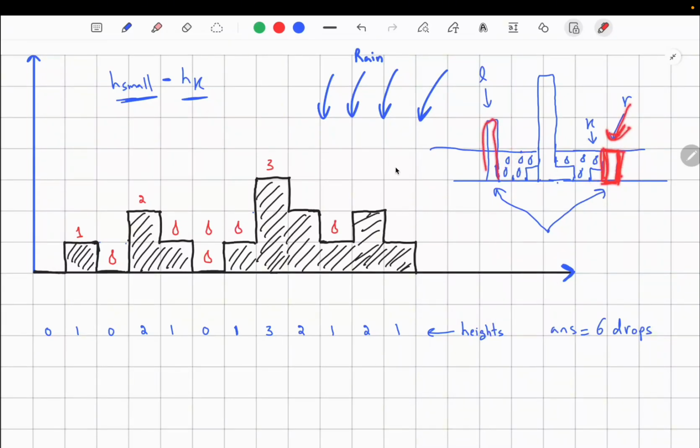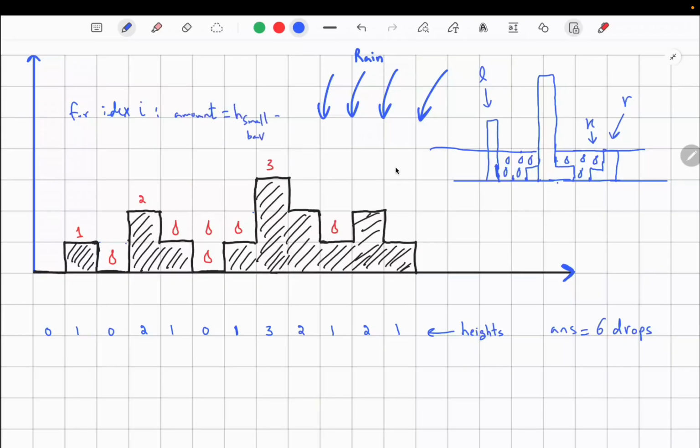Why don't we start from this bar? Because if we start from this bar, the formula that we are going to use is for each index. So let me clear this up a little bit. So the formula is, I will write it here. So for index I, the amount of water we can trap is equal to height of small bar minus hi, which is the height at the current index. So let me call this I. No need to call it k, just to be consistent with the formula.